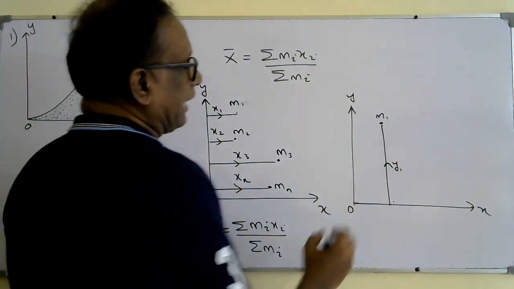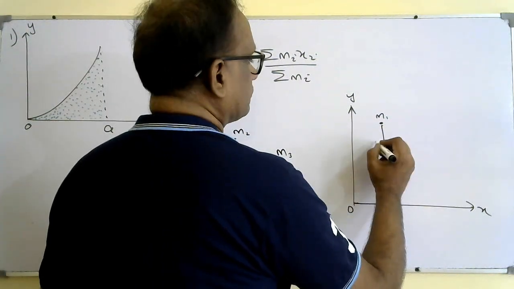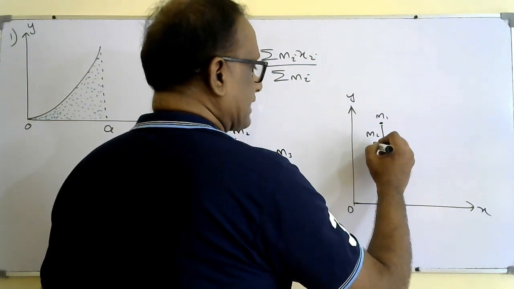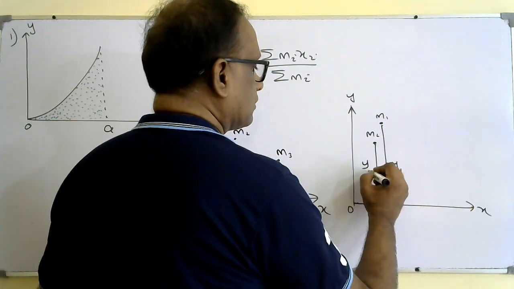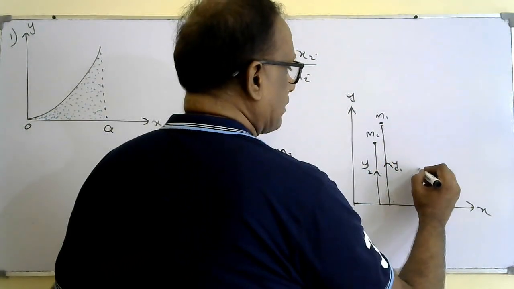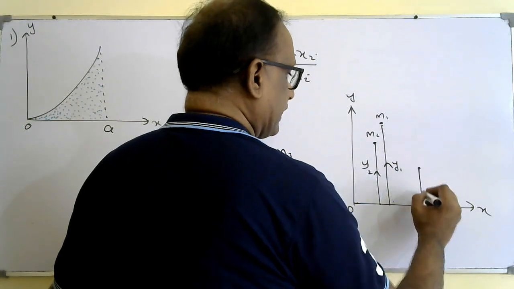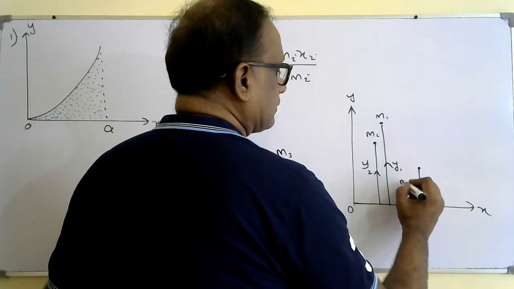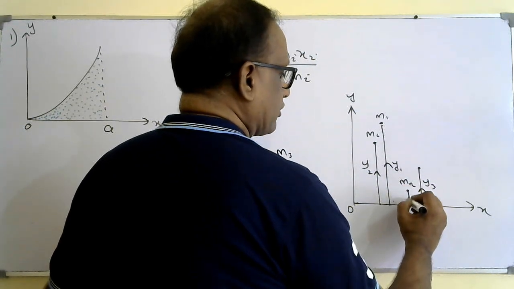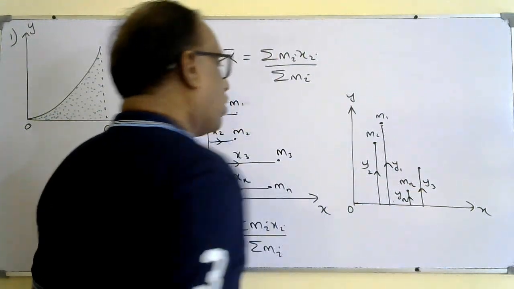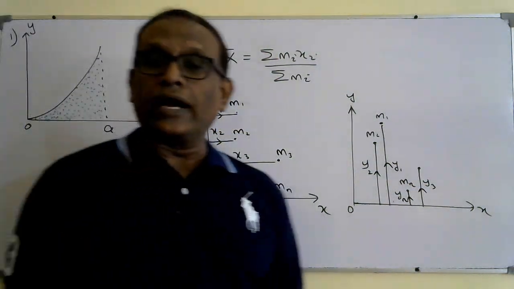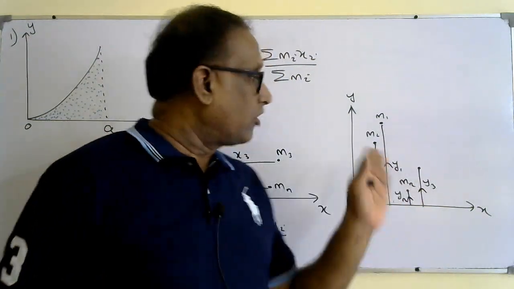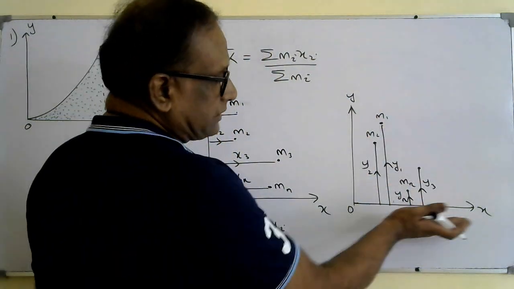So there is another particle m2 somewhere here. Its y-coordinate from the x-axis is y2. There is another particle m3 somewhere here. Its y-coordinate is y3. And there is the nth particle mn. Its y-coordinate is yn. Okay, so if I want to find the y-coordinate of the center of mass of this system of particles, all are measured from the x-axis.